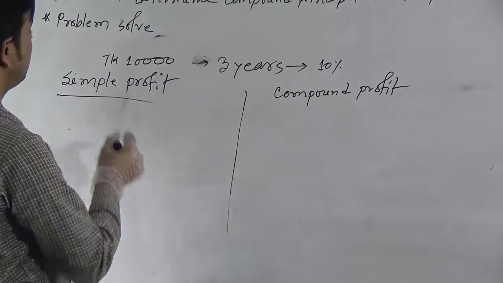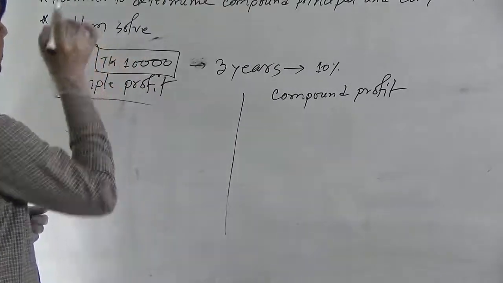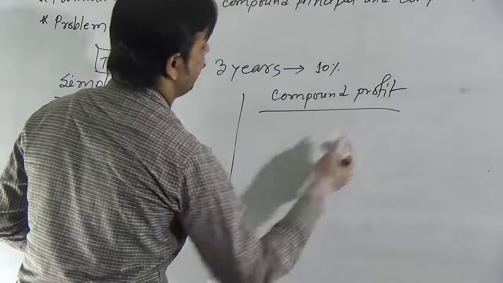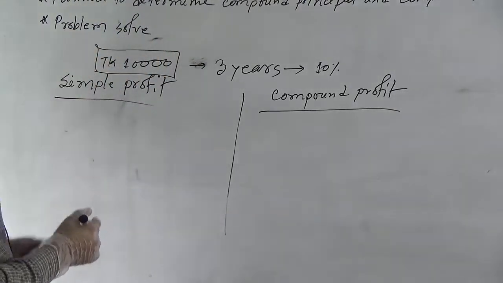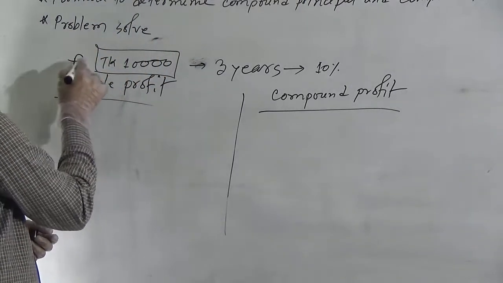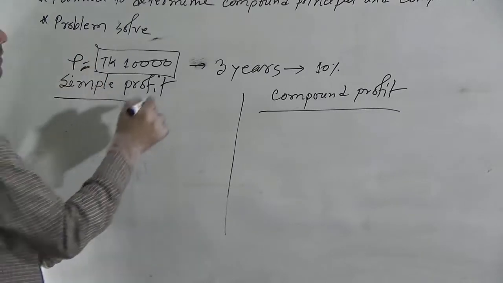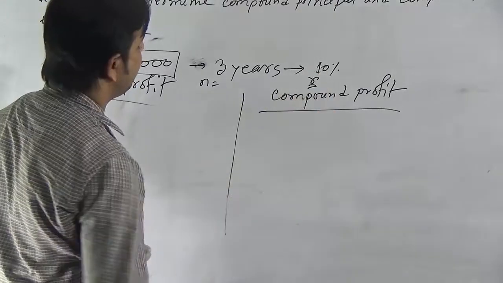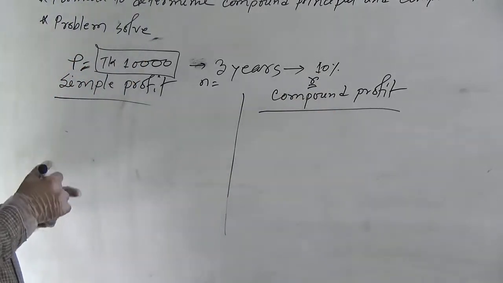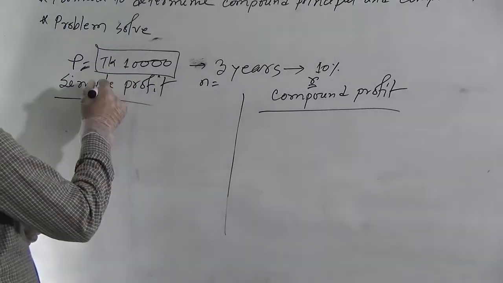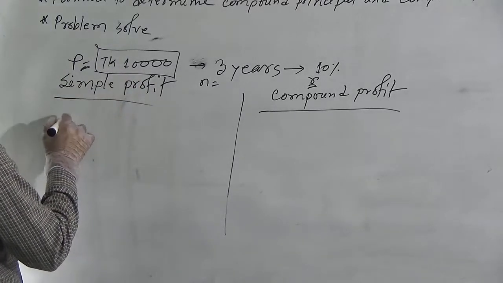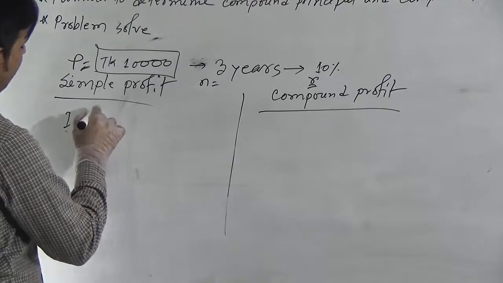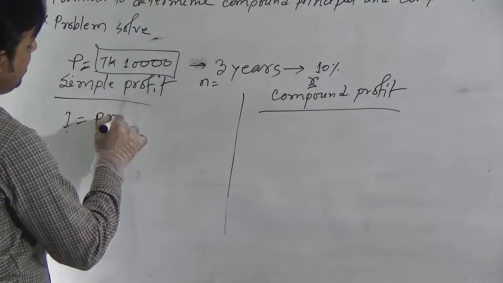Dear students, as the person deposited taka 10,000, this will be our principal in both cases at first. Principal means P here, time means N, 3 years, and rate of profit means R. According to simple profit, after 1 year the profit, which we express by I, will be PNR.